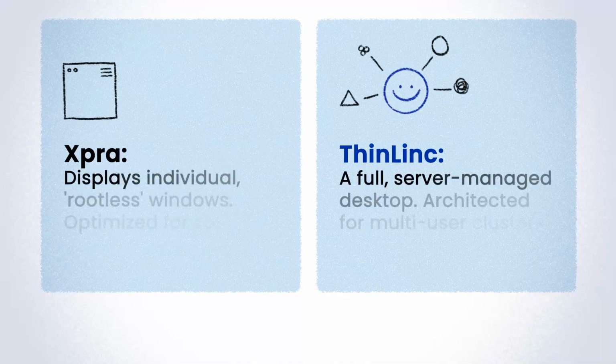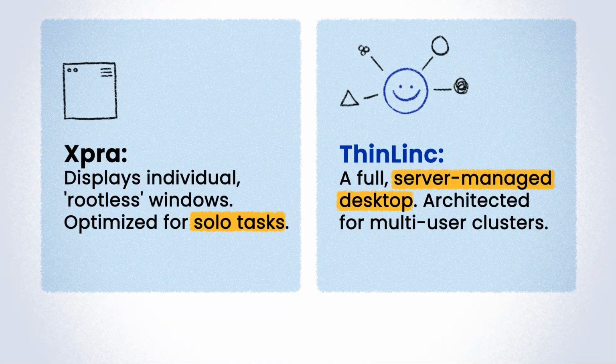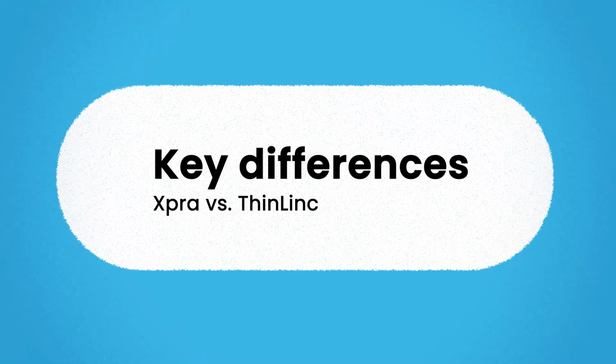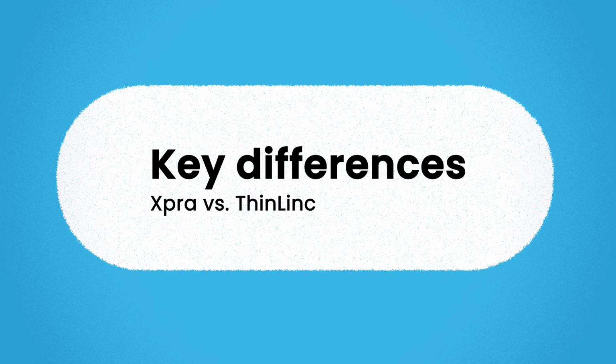And this really nails the fundamental architectural difference between the two. You've got Xpra, which is focused on forwarding individual application windows. But ThinLinc provides a complete server-managed remote desktop. It's built on a master agent architecture that's specifically designed for managing tons of users across a whole cluster of servers.